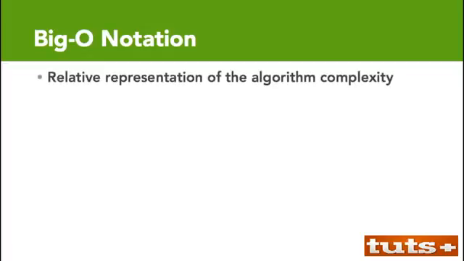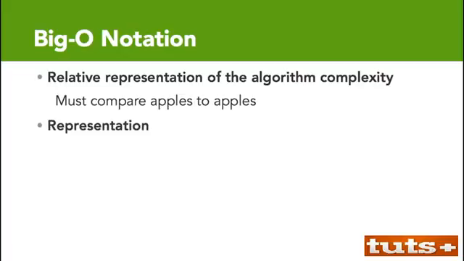You might have heard of Big O notation before. Let's talk about that. Big O notation is a relative representation of the complexity of an algorithm. So what do we mean by relative? When we're talking about relative, we're saying that we can only compare apples to apples. You can't compare an algorithm to do arithmetic multiplication to an algorithm that sorts a list of integers. But a comparison between two algorithms to do arithmetic operations, maybe one does multiplication and one does addition, will tell you something meaningful. How about representation?